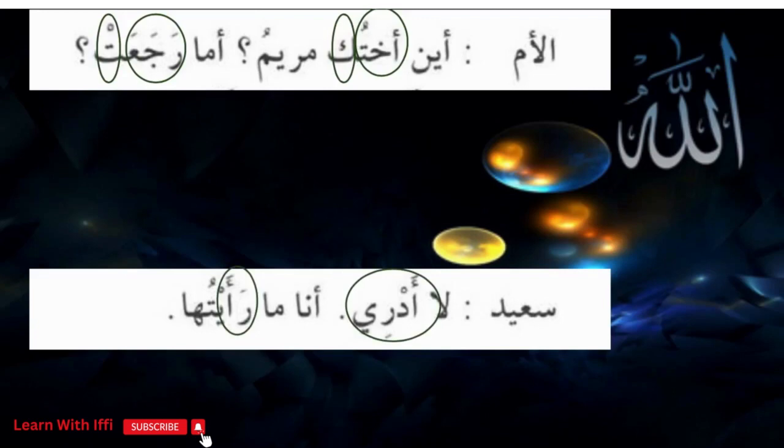Ra'ay is from ra'a, and the ya becomes visible again, as with hunna. And this ra'ay is the verb and tu is the fa'il. And ha is maf'ulun bihi. So ha refers to Maryam. So ma ra'aytuha, I did not see her.